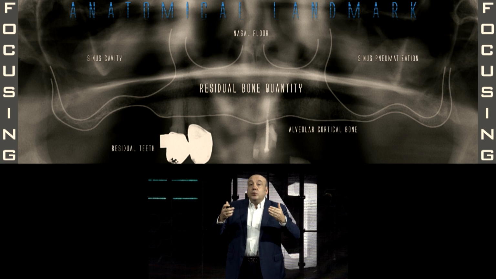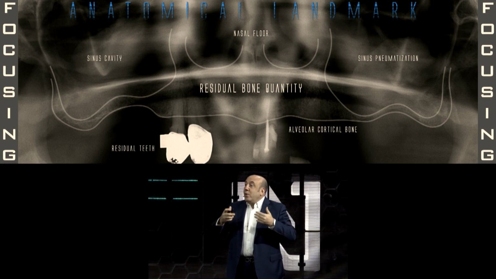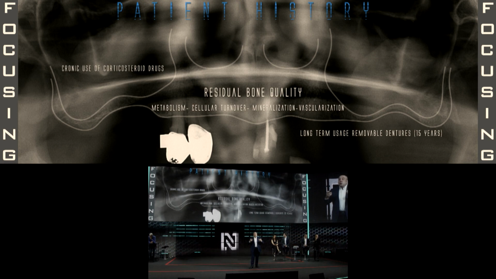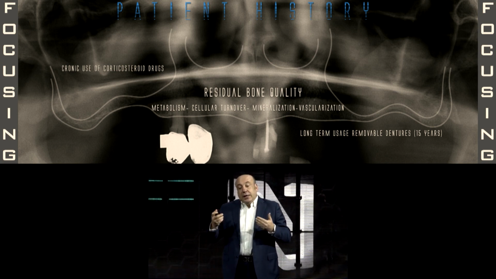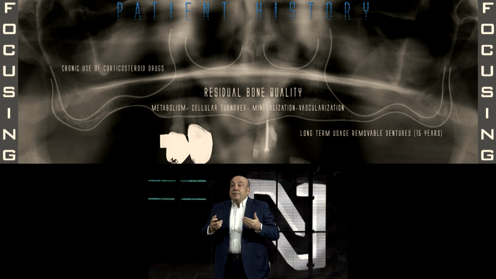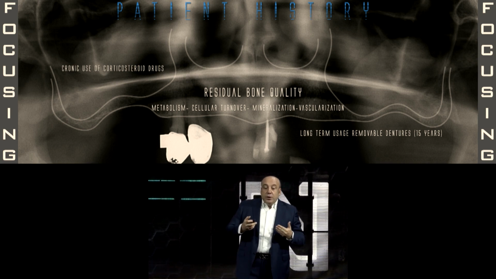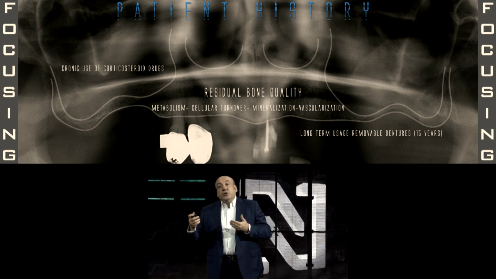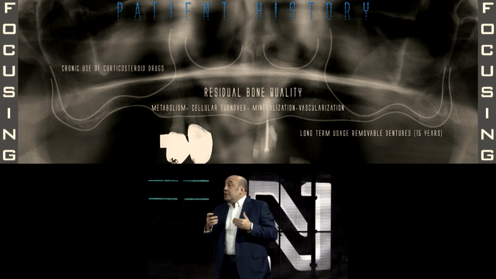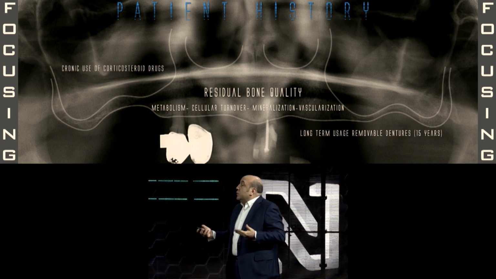And it's important also to identify the quality of the bone, or to have an idea of the quality of the bone. In fact, the quality is as important as the quantity. When a patient has a chronic use of corticosteroid drugs, and a removable prosthesis for 15 years, all these things may have an effect on the metabolism of the bone, cellular turnover, vascularization and mineralization. So always you need to consider all these important aspects, because you will meet them during the surgery.